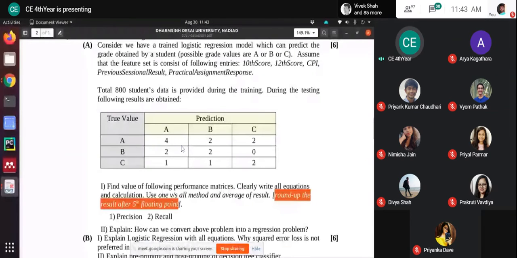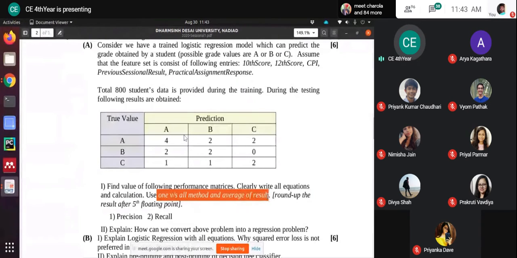So for the precision, the answer should be 0.49047. If you just wrote 0.49, it's an invalid answer. For the recall, I guess of those who have attended, many of you got the correct answer, that is 0.5. But for the precision, you have to look at this particular instruction. Right? And one more thing mentioned over here is the one versus all method and the average of the results.